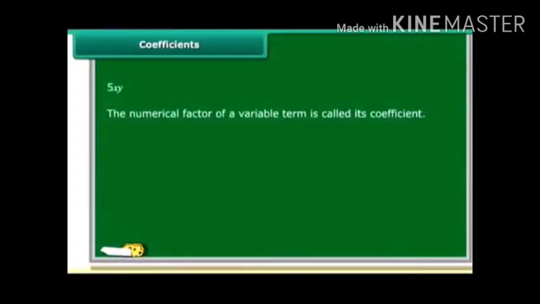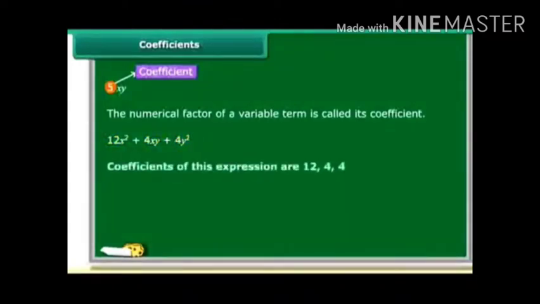Next, for 5xy, the numerical factor of a variable term is called its coefficient. The number in front of the variables in a term, we call it a coefficient. 5xy is a term. In this term, the number 5 is in front of the variables xy, so it is called a coefficient. Next, 12x square plus 4xy plus 4y square. It is an expression. This expression has 3 terms. So the coefficients of this expression are the numbers 12, 4 and 4.